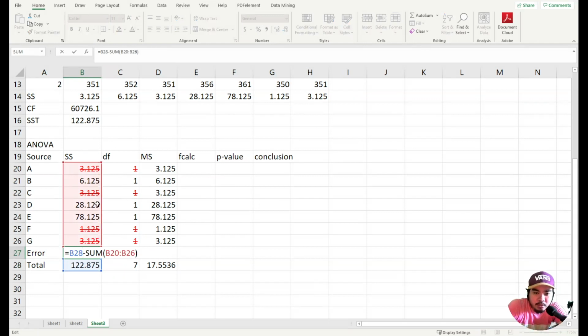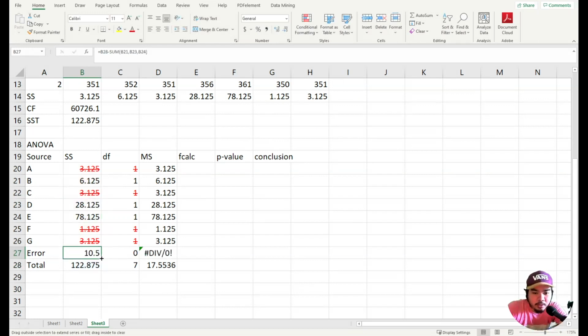Gagawin ko siyang equal sum ng this one, and this one. Okay? And I can move that.